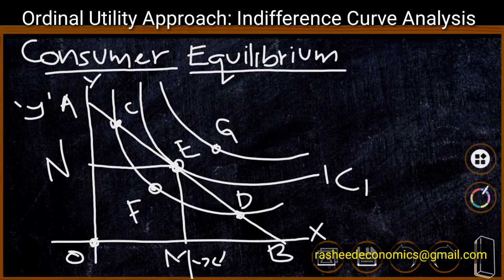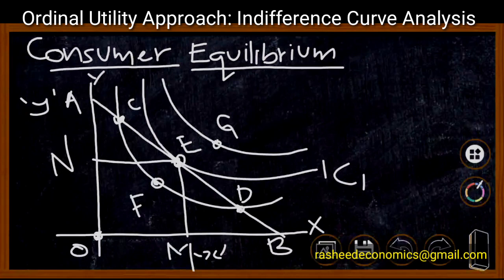Here all the points other than point E are either inferior or unattainable. Points C and D are inferior because they lie on the lower indifference curve. Point G is unattainable. Point F is below the income price line, and it is already said that it is inferior. Therefore, as per the indifference curve analysis, consumer equilibrium is attained where the income price line is tangent to an indifference curve.